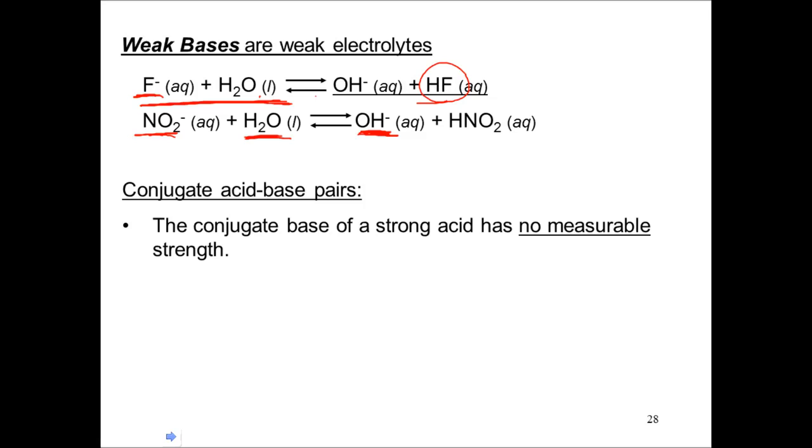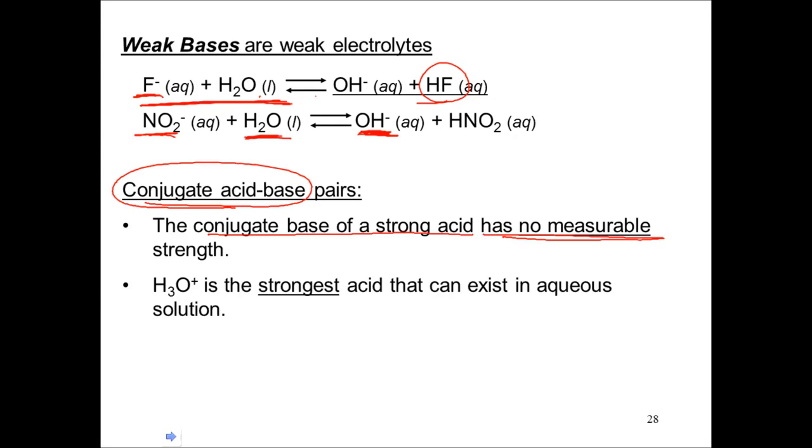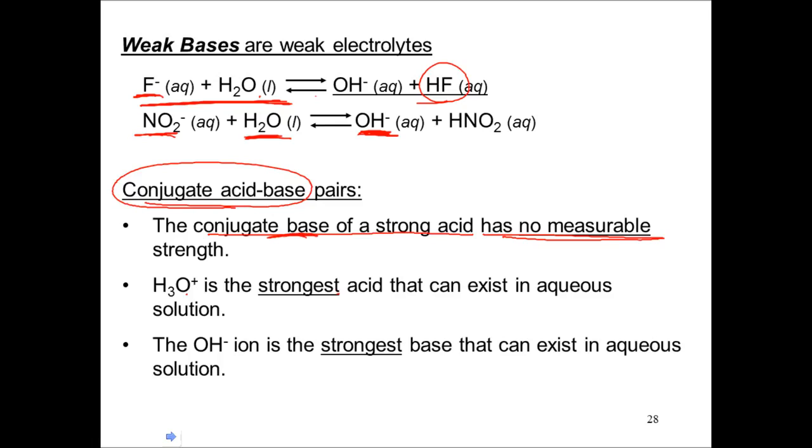So you have to keep track of this fact, that when you have this conjugate acid-base pair, the conjugate base of the strong acid has no measurable strength. Meaning if you had the strong acid, that conjugate base is going to be considered very, very weak. Hydronium ion is the strongest acid that can exist in an aqueous solution, and the hydroxide ion is the strongest base that exists in an aqueous solution.